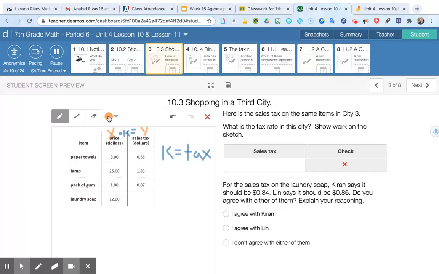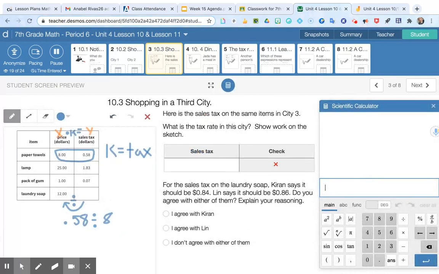So what am I multiplying by? Well, I have no idea. So I'm going to take what I know and I'm going to divide. I'm going to go right to left. So Y divided by X. So 0.58 divided by 8. And you should get a small number because it is tax. Put that in your calculator. Definitely want to practice using your calculator.